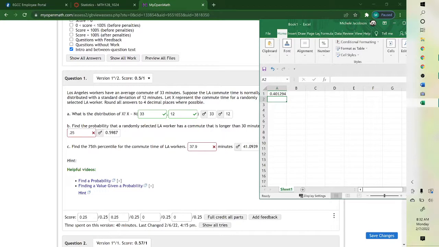Now this is the percent below 30. We wanted the percent above. So then in the next row you could put your equal sign, 1 minus this value, and hit enter. And then there's your 0.5987.